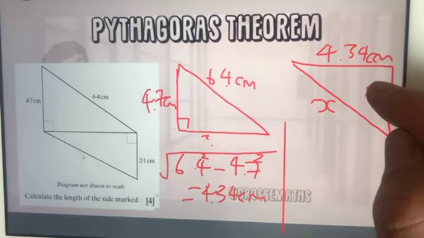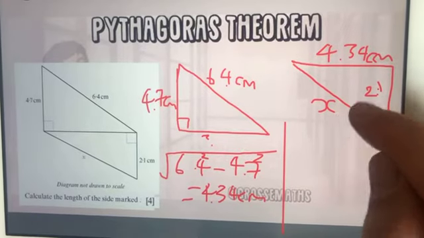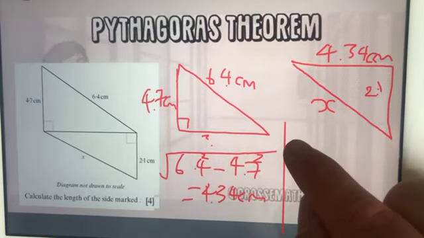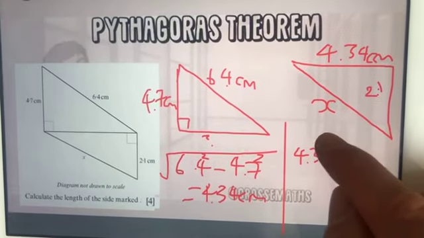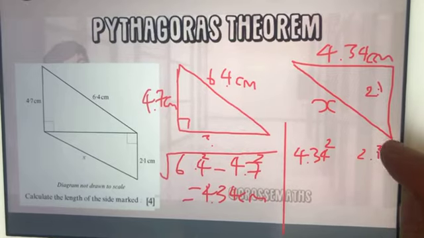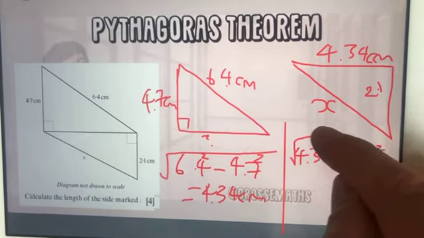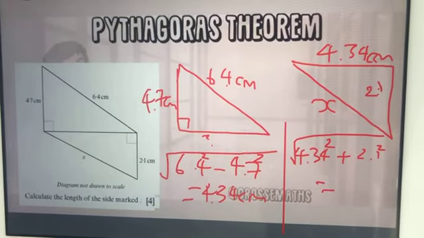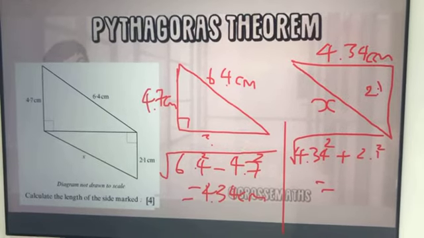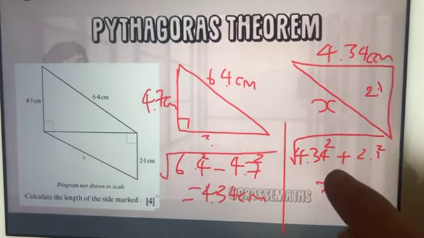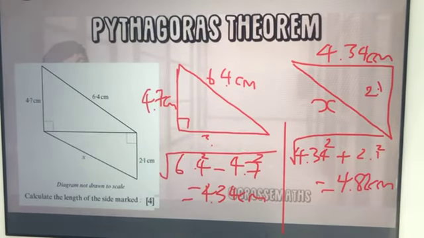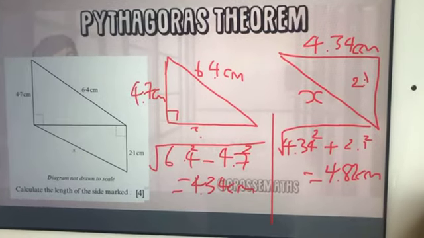That's 4.34, and that's 2.1. I'm trying to find x, which is the long side. For the long side, remember the steps are very similar. I've got to square them both, 4.34 squared, 2.1 squared. I'm going to add them this time because it's the long side, and then I'm going to square root my answer. I got 4.82. Again, if you got something that's slightly out, but you got a similar answer, mark it correct, because often you can have error carried forward.